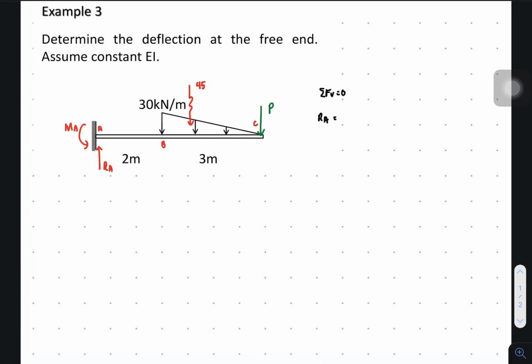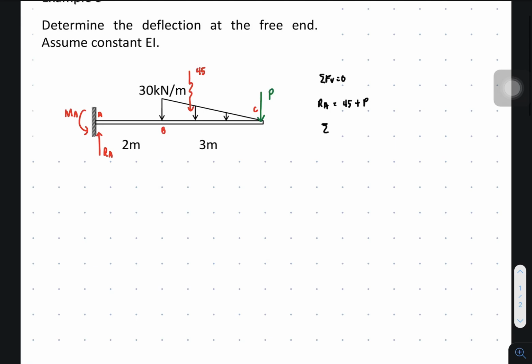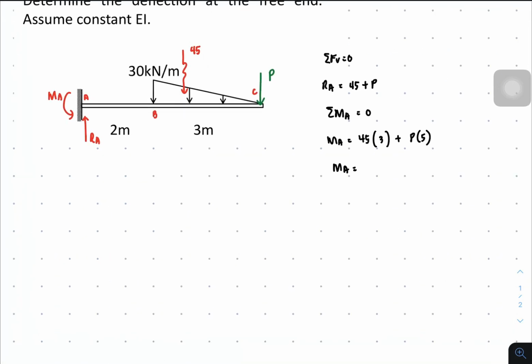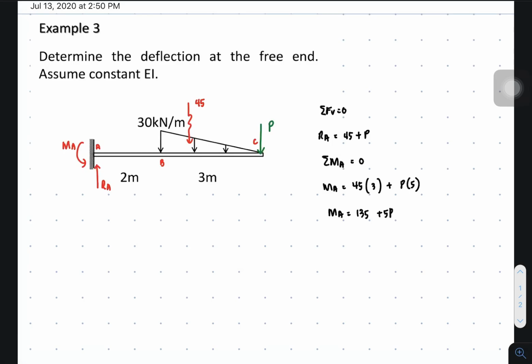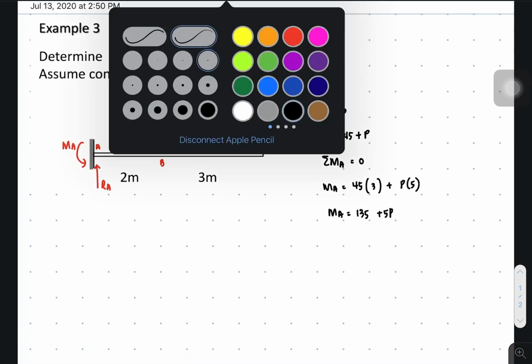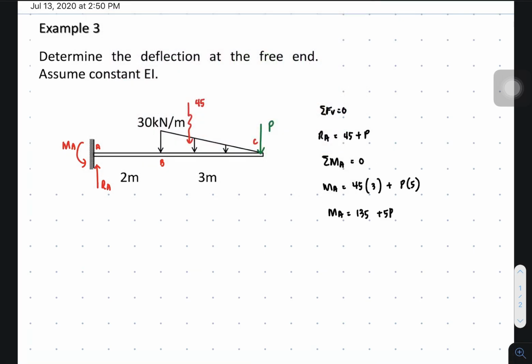Summation of forces vertical equal to 0. You will have RA equal to 45 plus P. While the summation of moments at point A equal to 0 will give you MA equal to 45 times 1/3 of 3, which is 1, then plus 2, that's 3, then plus P times 5. So MA is 135 plus 5P.